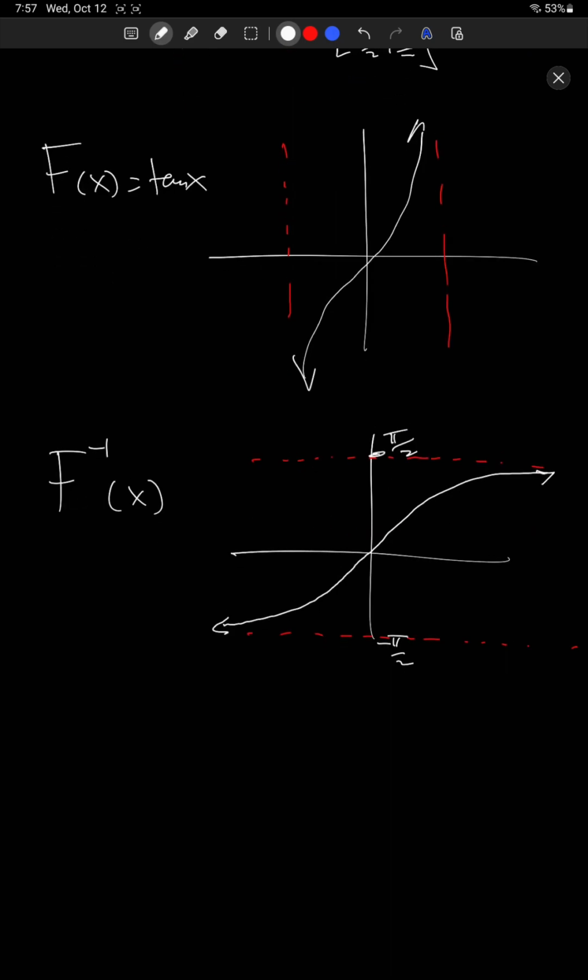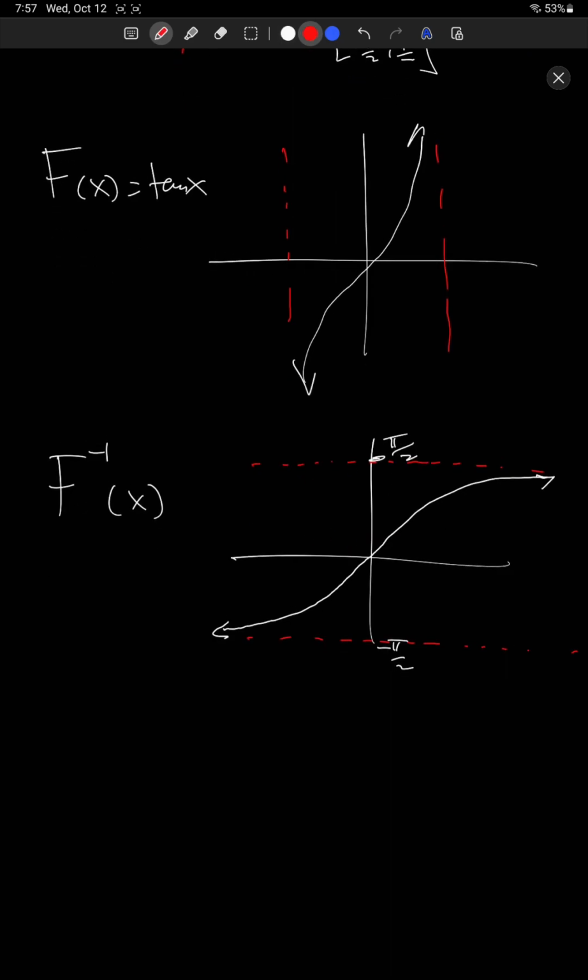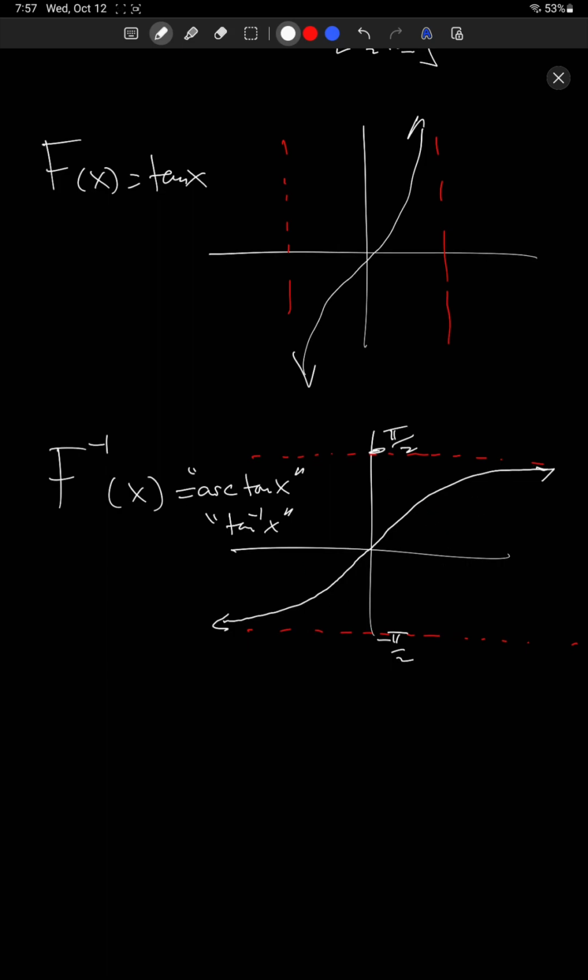Okay, one nice thing about arctangent, so this would be arctangent. Same notation, of course, and we also use tangent to the minus 1 of x as well. The very nice thing about arctangent is that you don't have to worry about its domain, because its domain is everything.